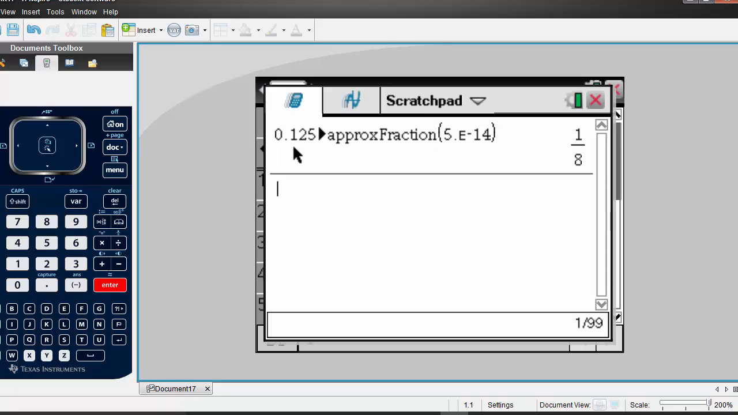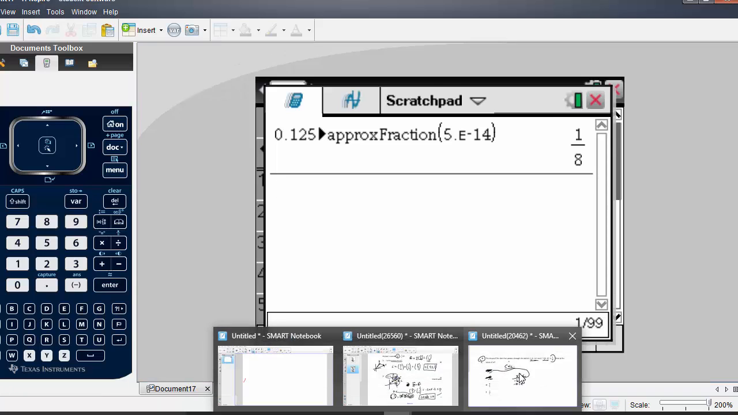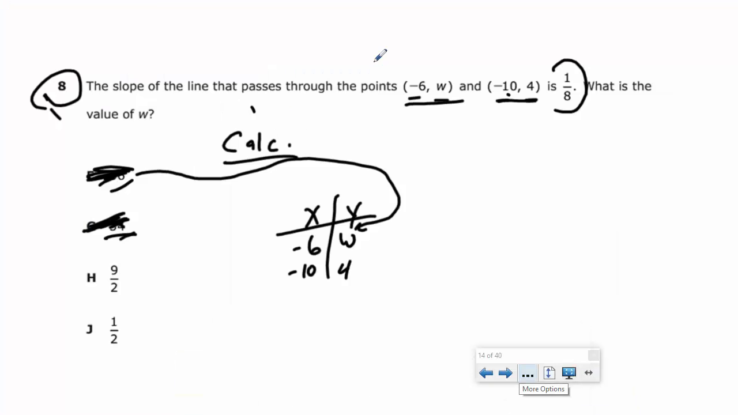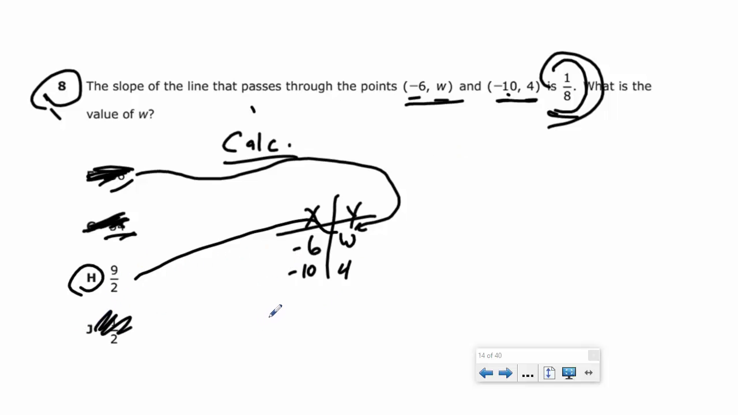Hey, what do you know? 0.125 is actually the same thing as an eighth. And the eighth, as you recall, is what I wanted. I wanted this to be an eighth. So this is actually the answer for W. If I plug this into W, I'll get the slope that's required. So this is the answer. It's H. Okay? This is all calculator work right here. It's just calculator play. So don't worry about actually doing a whole lot more than that. Let's go on to the next question with this.